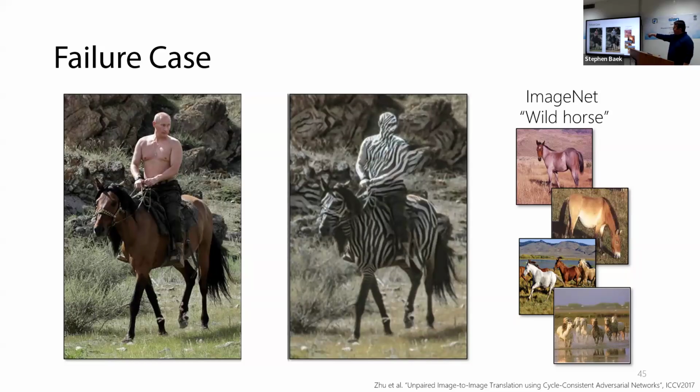But in that particular class of wild horse, there was no human at all in the training data set. So the model, which has never seen humans with the animal, is unable to distinguish the human body from the horse. So this is a really funny failure case.